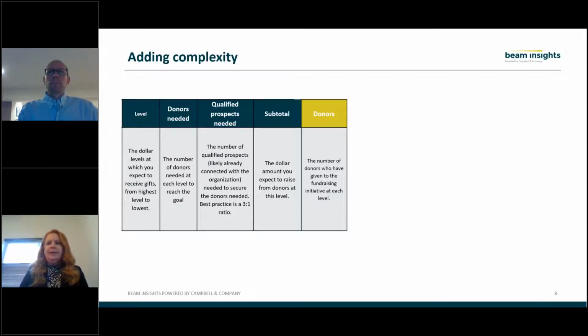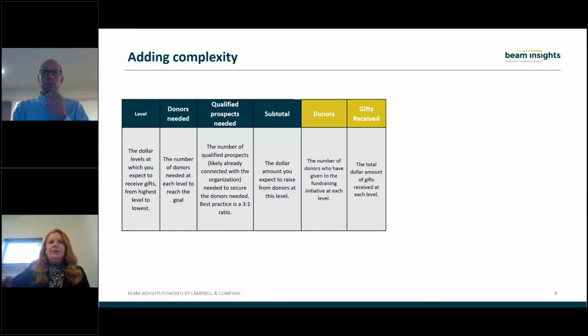So if you have one donor that has come in at the $1 million level, you would add a column and put 1 in that row for $1 million, and you would then say that you have $1 million at that level in gifts received. So all of that information can be pulled through and again be used as a tracking tool.